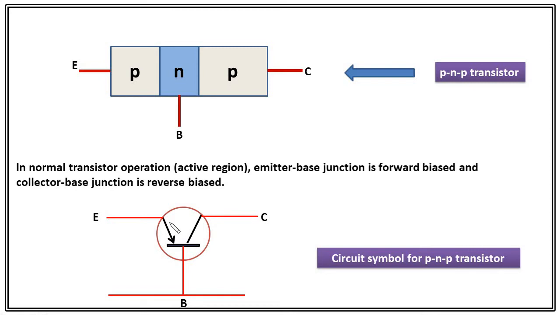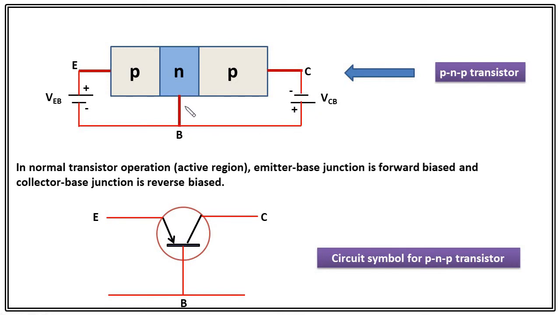You just assume that in the normal transistor operation, which we call active region, the emitter to base junction is forward biased and the collector to base junction is reverse biased. So to make it forward biased, for the PNP transistor we just connect the positive terminal of the battery to the P side and the negative terminal of the battery to the N side. And to make the collector to base junction reverse biased, we can connect another battery, with the negative side of the battery to the P side and the positive side of the battery to the base side.